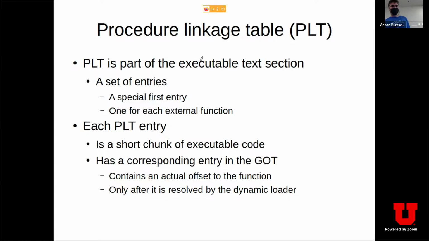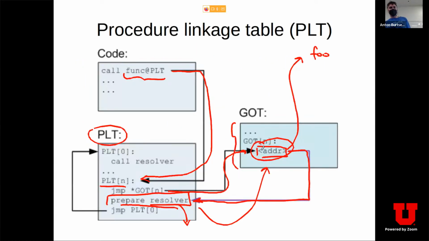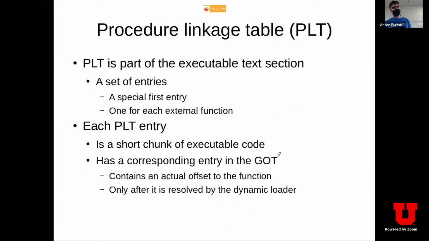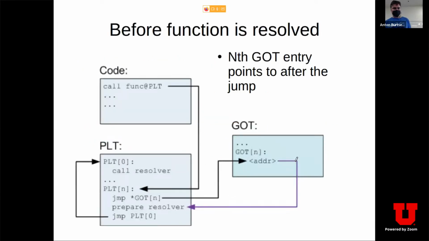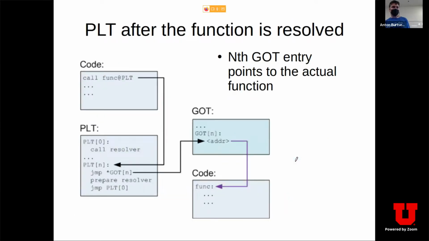So again, PLT is part of the executable text section, so it doesn't need to be changed because everything is kind of baked here together. This is all read-only, but this is the only writable variable here. As I was saying, each PLT entry is a short chunk of executable code, has a corresponding entry in the GOT, which contains the actual offset, right? And it's resolved after the first invocation. Let's skip here. This is like the first invocation, right? Lands you back on the resolver. Resolver patches the entry, and the second invocation will be essentially landing on the function itself, right?